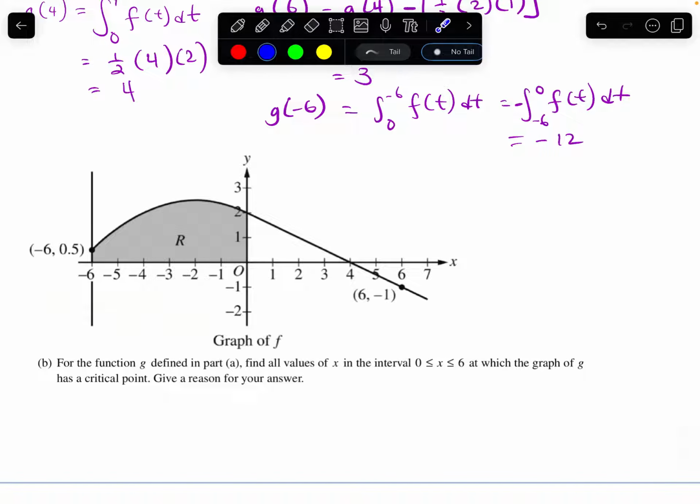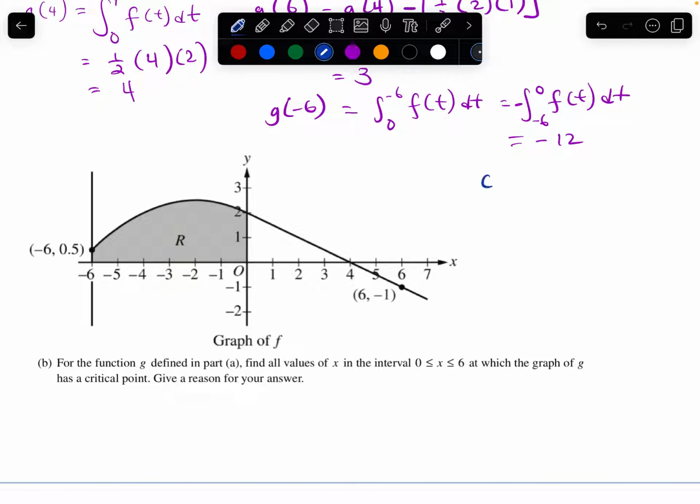Part B, so now we're again working with function g, but it says for this function, find all the values of x in the interval from 0 to 6 at which g has a critical point. And then we need to provide some justification, a reason for our answer. So let's think again about what it means for there to be a critical point. And I'll work with a different color here so we don't get mixed up with part A.